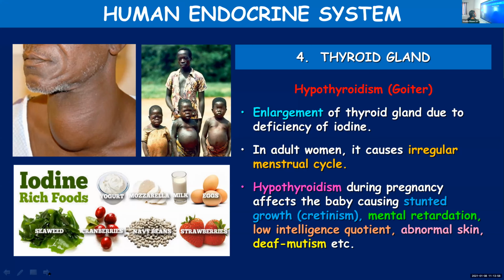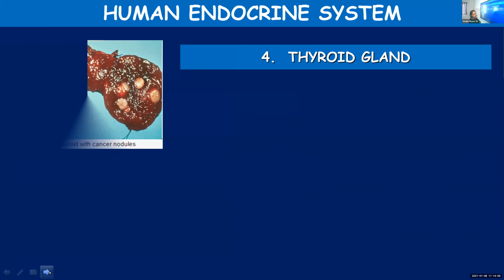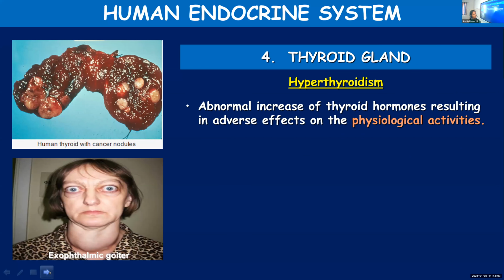So what we discussed just now was about hypothyroidism. On the other side, when it is in excess also, these hormones are needed only in trace amounts. Whether it is deficient or excess, both can cause diseased conditions. So hyperthyroidism is caused by the abnormal increase of thyroid hormones. When the thyroid hormones are produced in excess, it can result in adverse effects on the physiological activities. Your different physiological activities can get disturbed.